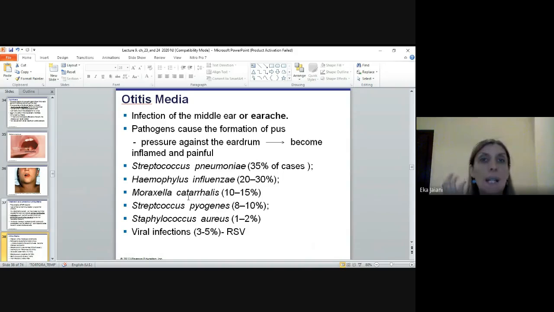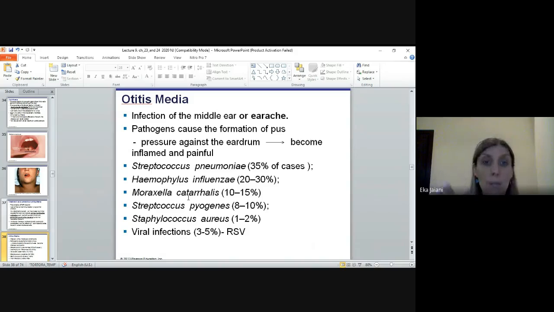Otitis media is the inflammation of the middle ear, and it is a very common condition, especially among children. I remember one of my children, the younger one, very often developed otitis media after bacterial infections, due to anatomical peculiarities of children. The bacteria can reach quite easily from the respiratory tract to the middle ear and cause inflammation.